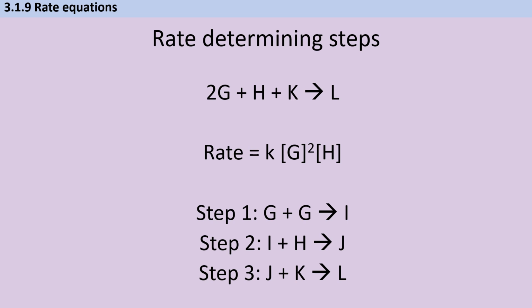So here you can see that in my rate equation I've got G being second order and H being first order, but none of the steps that I've got listed below include 2 moles of G and 1 mole of H. So what I need to remember is that those 2 moles of G have made up I, and then I has reacted with H. So in order to get to the end of step 2, I've needed to use 2 moles of G and a mole of H. So step 2 here is going to be my rate determining step.